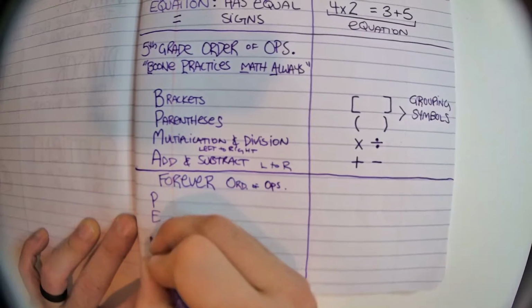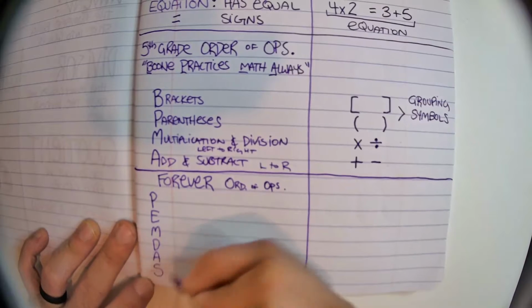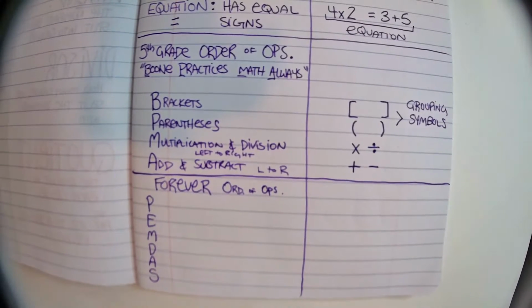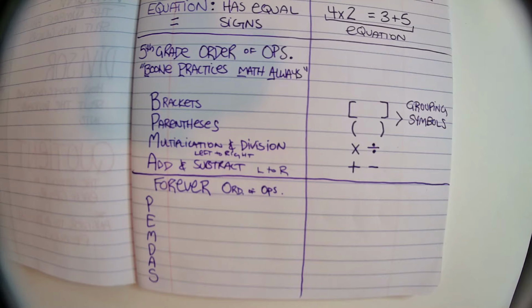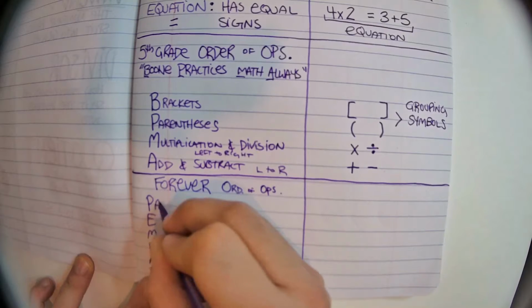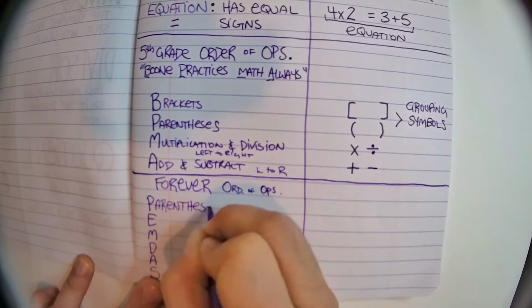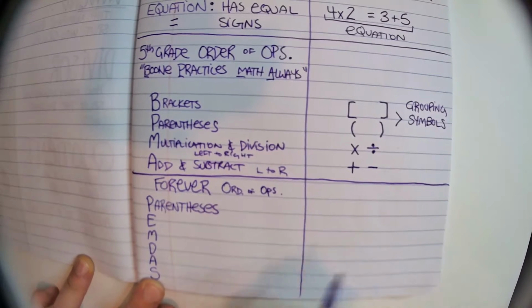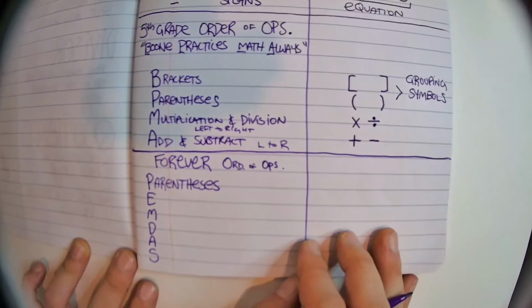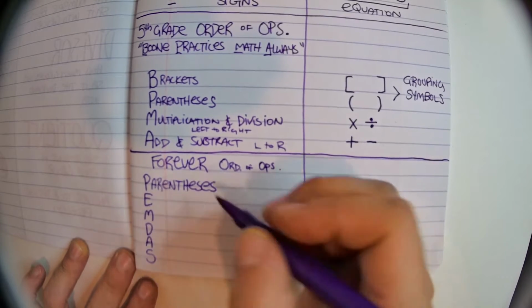Your adult units may remember this one. I remember this one from my childhood. I did not have a Boone Practices Math Always. But in the future, they are going to basically assume that you understand that all grouping symbols are used relatively the same.